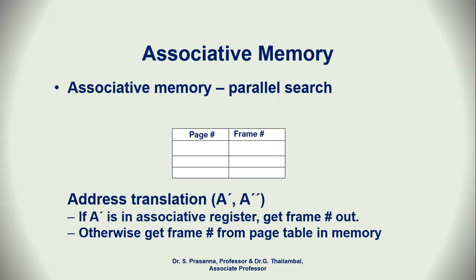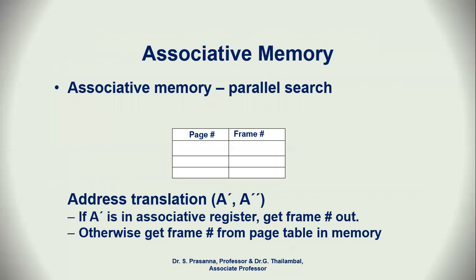If the page is in an associative register, get the frame number out. Otherwise, get the frame number from the page table in memory. The associative memory holds recently seen pages and their frame numbers, that is, the address in physical memory, which is called the frame number. That is stored in this associative memory, so it is otherwise called cache memory. The recent lookups of page number and frame number will be stored in the associative memory.